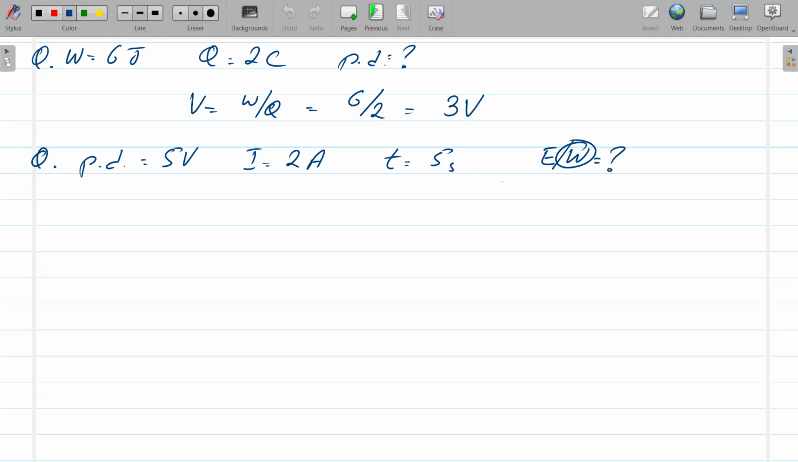Yes. Right? So let's first solve this. So V I T, right? And so that would be 5 into 2 into 5, which will give me how much now? 50. 50 what? Joules. Good.